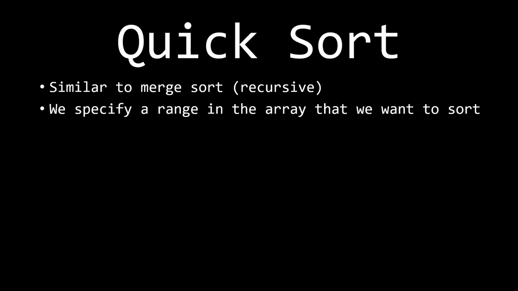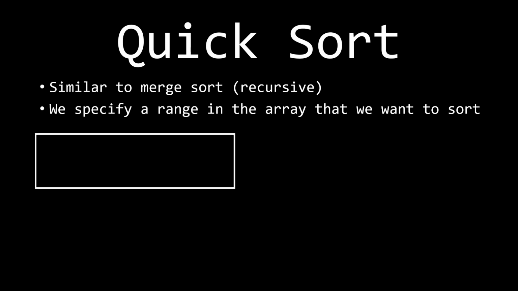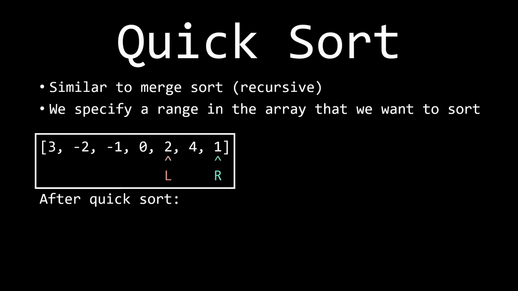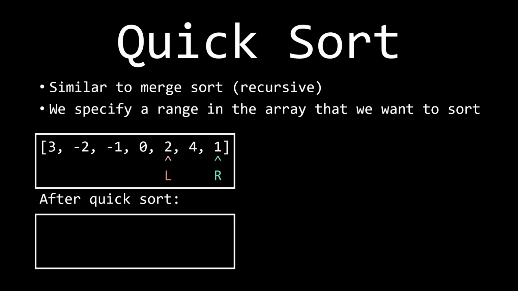Let's look at an example. Let's say we wanted to sort between the indices of 4 and 6 in this array. My L, my left pointer, is going to be at index 4, and my right pointer is going to be at index 6. Once I use the quicksort algorithm, I should be given something like this, where between the range of L and R, the subarray is sorted.